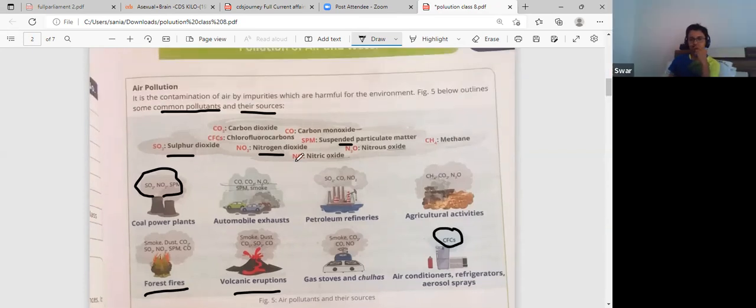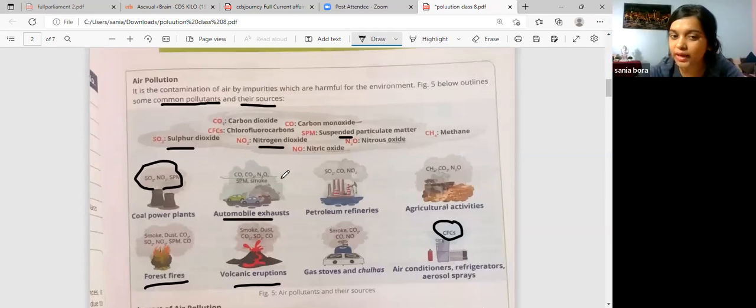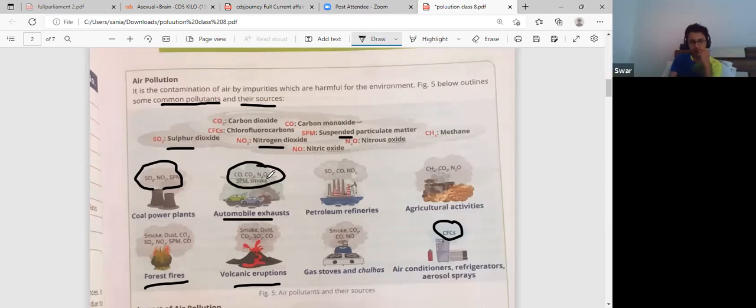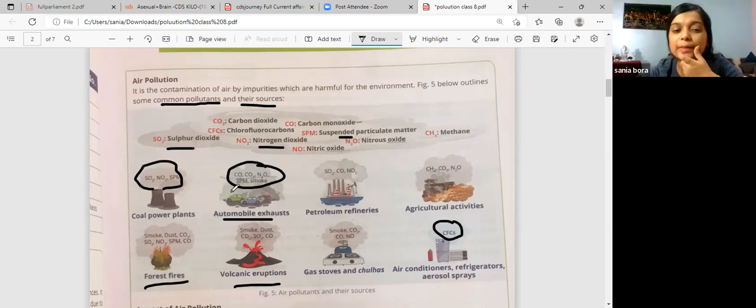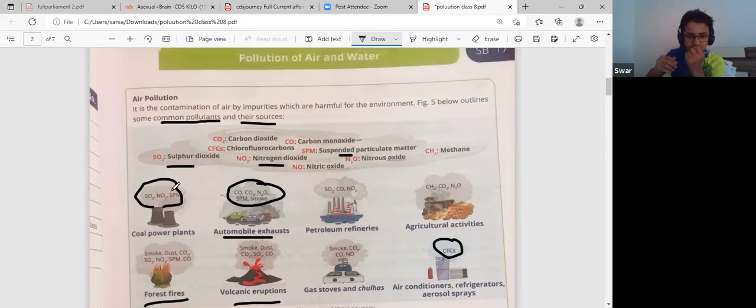Ma'am, I have a question. Are these all the pollutants or the sources of pollution? These are the sources of pollution and these are the pollutants. Okay, I understood. If I ask how air is getting polluted, you will say the smoke coming from automobiles, forest fires, exerting harmful gases. Yes.